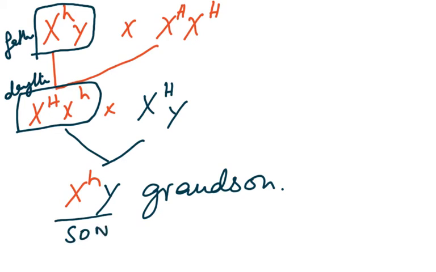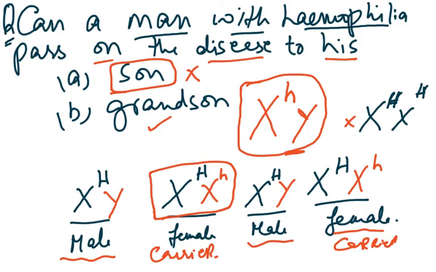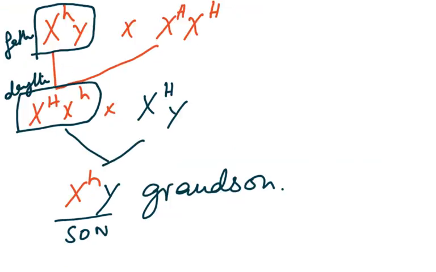So the question which I asked you: can a man with hemophilia pass on the disease to his son or his grandson? Now this was the explanation for it. Yes. The man with hemophilia, which is this one, passes it on to his daughter, and then the daughter passes it on to her son. So that's why he can pass it on. He cannot pass it on to his son. His son cannot be a sufferer because he gets the Y from his dad.